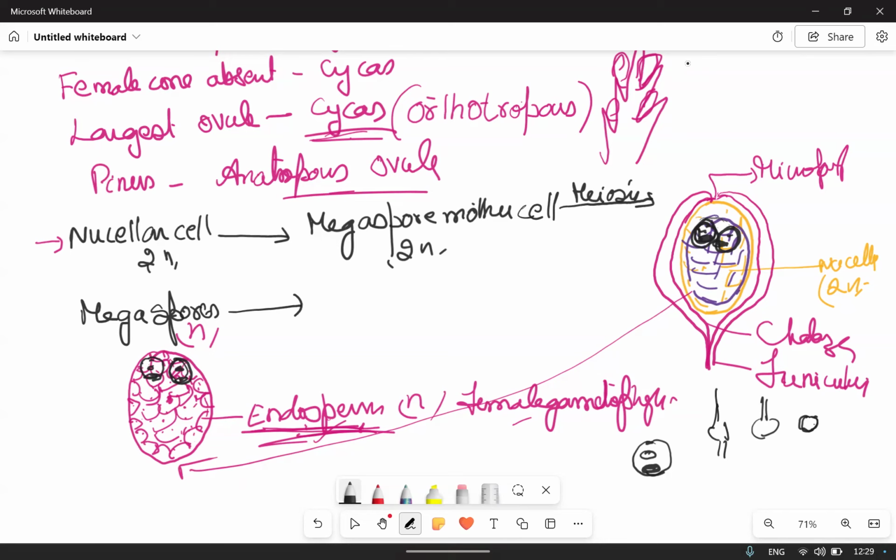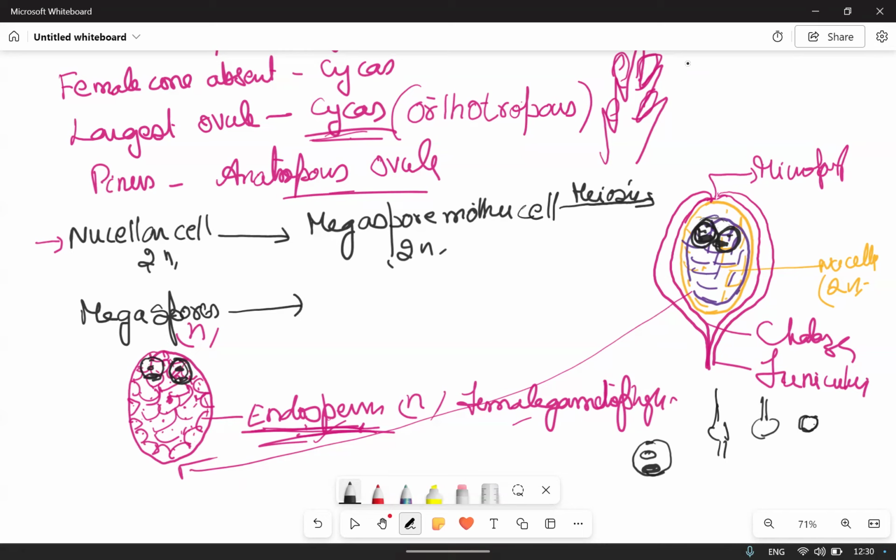See, female gametophyte, male gametophyte, those are not independent. But in bryophytes, the plant body itself is the gametophyte. It is showing independent life. And in pteridophytes, the prothallus, that is small but green, is free living, independent. But here in gymnosperms, these are not independent. Those are dependent on the sporophyte, retained in the sporangia of sporophytes.